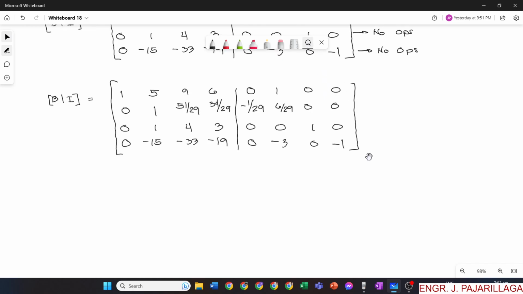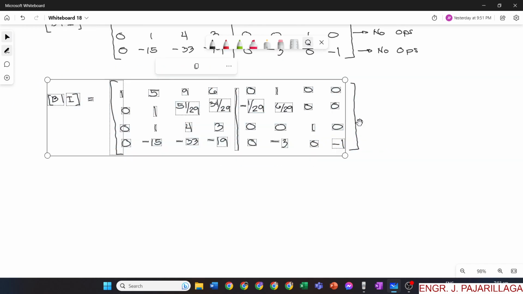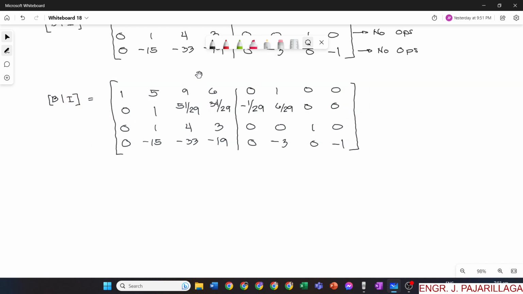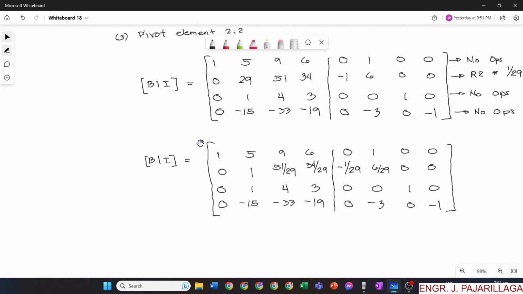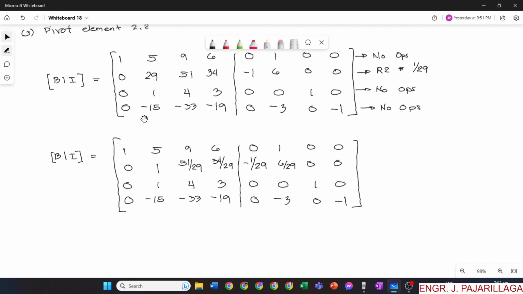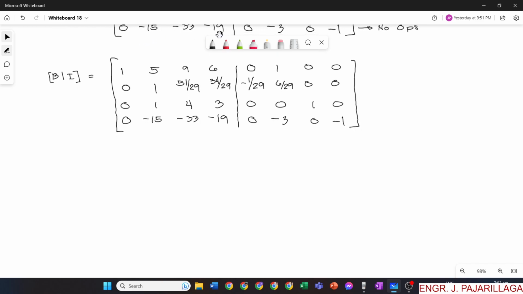So, ikakopy ko ulit to. Kailangan ko to sa ating next step. Okay? Next step. Anong step na tayo? Step number 4. Step carry. Step number 4.